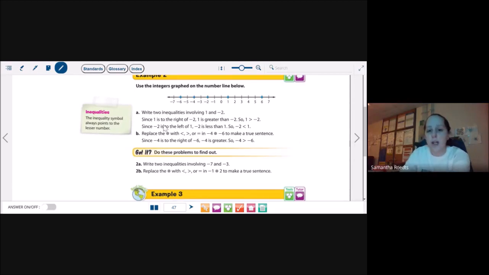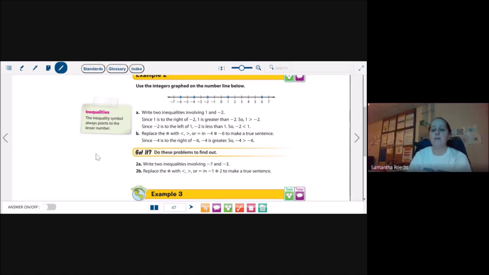Since 1 is to the right of -2, 1 is greater than -2. Since -2 is to the left of 1, -2 is less than 1. Now replace the circle with less than, greater than, or equal to in -4, -6. I look at -4 and here's -6. Well, -4 is closer to 0, so it's larger. Since -4 is to the right of -6, -4 is greater. So -4 is greater than -6.